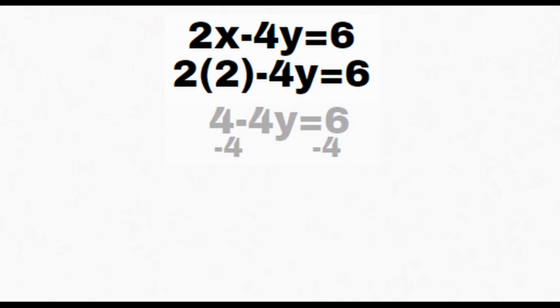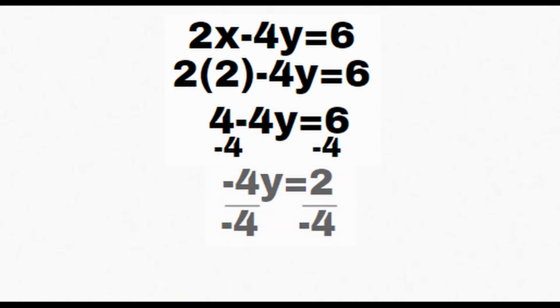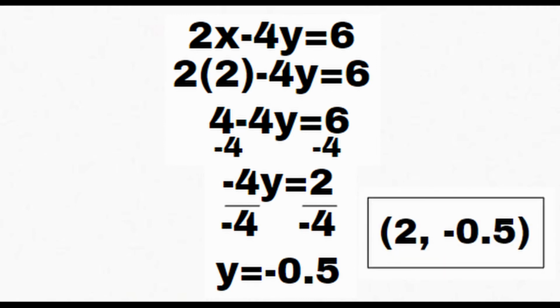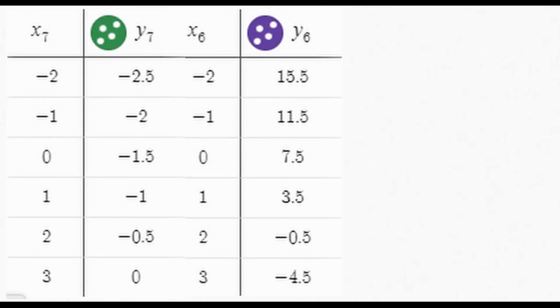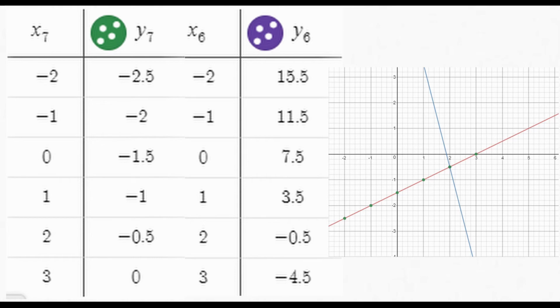Again, we would solve for y by plugging into one of the original equations. Instead of using x, we would use 2, and see that y equals negative 0.5. Our final answer would be x equals 2 and y equals negative 0.5. We check our work again with a table and a graph and see that it matches all 3 times.